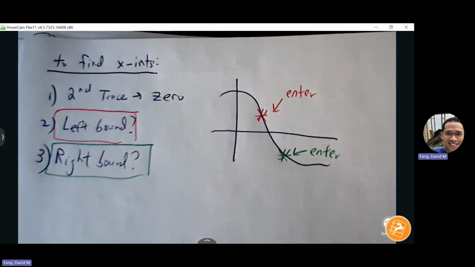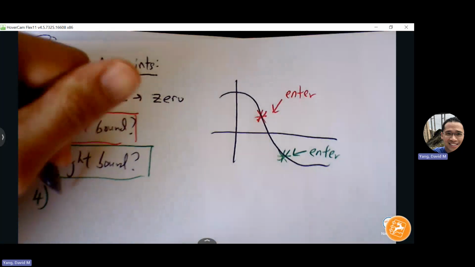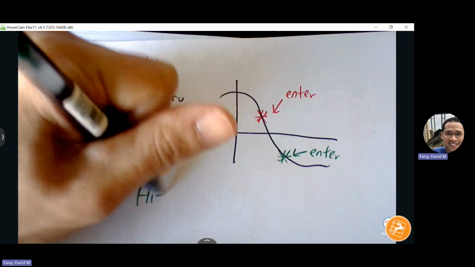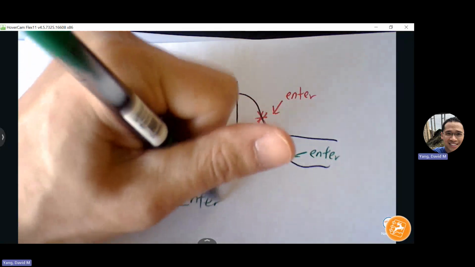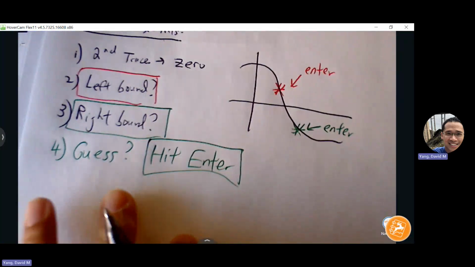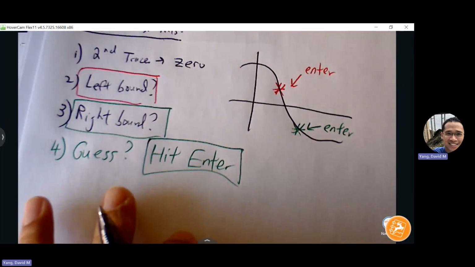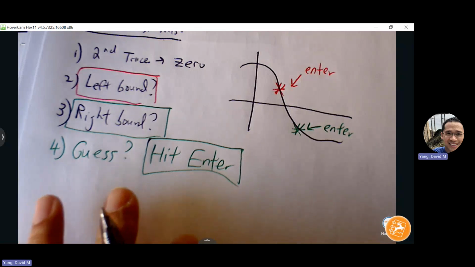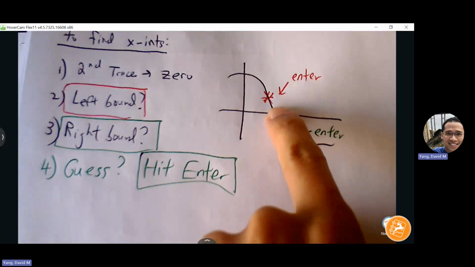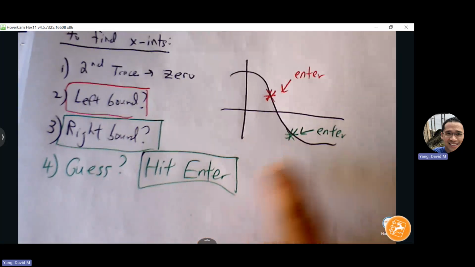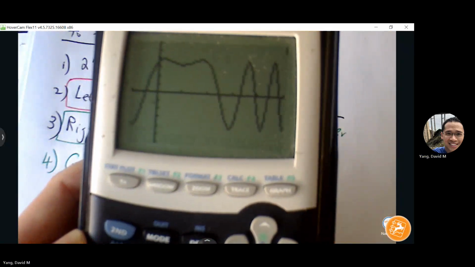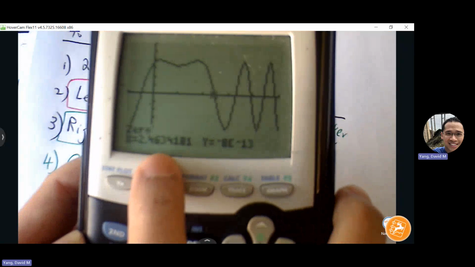Now, it's going to say guess as the next question. Do not move the cursor, just hit enter. When it says guess, the calculator just wants to know if you're ready for it to look for the x-intercept for you. Don't try to move the cursor, just hit enter a third time. So you hit enter three times: once with the left bound, once with the right bound, and once when it says guess. It's going to find that x-intercept for you.